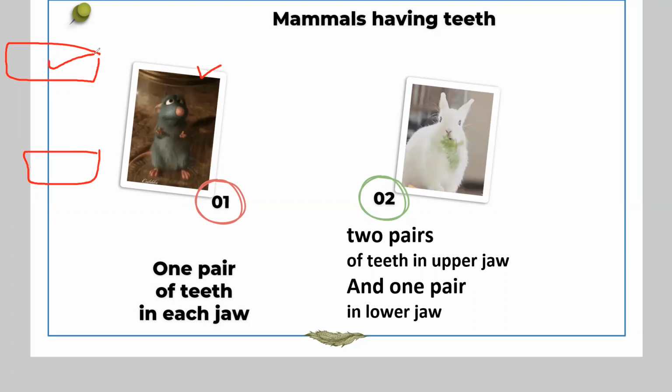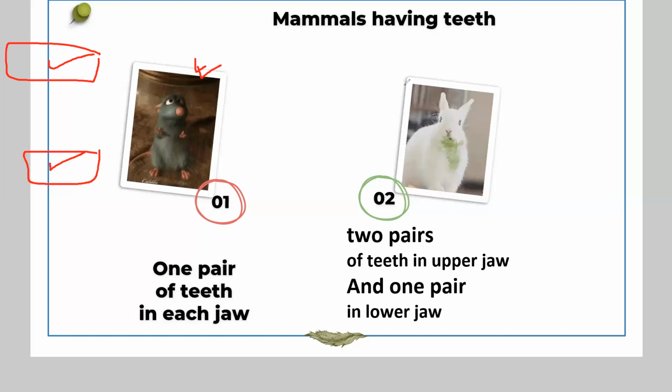It has here one pair of teeth and here one pair of teeth. And when we say one pair, we mean two teeth. So one pair of teeth, one pair of teeth. Okay, this kind is called rodent. Rodent like what? Like a squirrel and gerbil. Gerbil is also a rodent. Okay, so it has one pair of teeth.